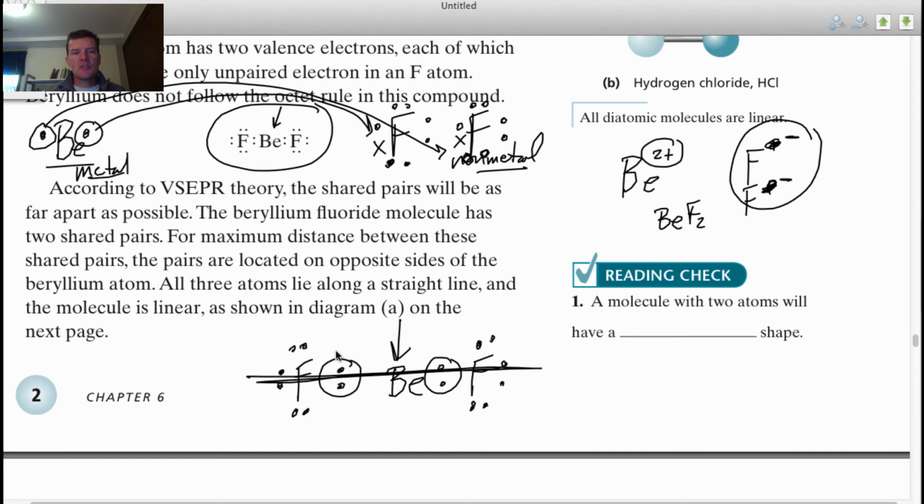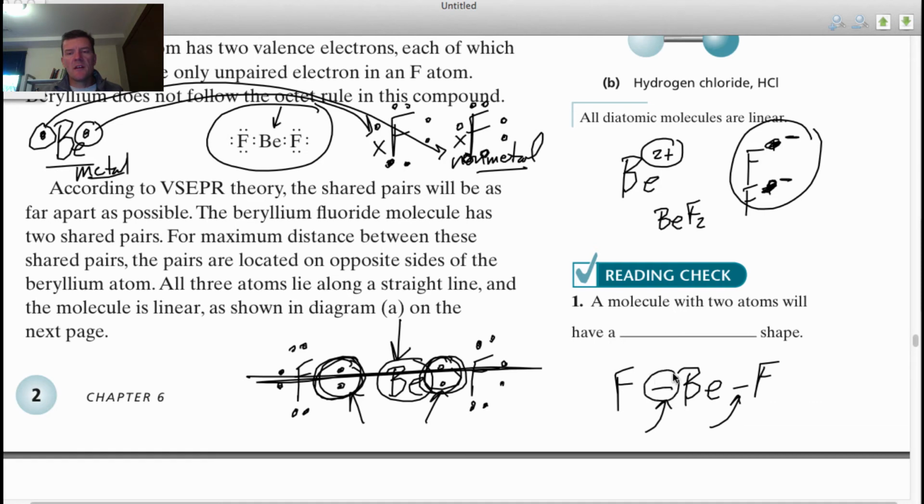Two regions around the central atom, 2 bonding regions. Here's a bond here, here's a bond there. I could also draw it like this. Bond, bond. Shared pair, shared pair. If you got 2 of those, and that's it, it's definitely going to be linear.